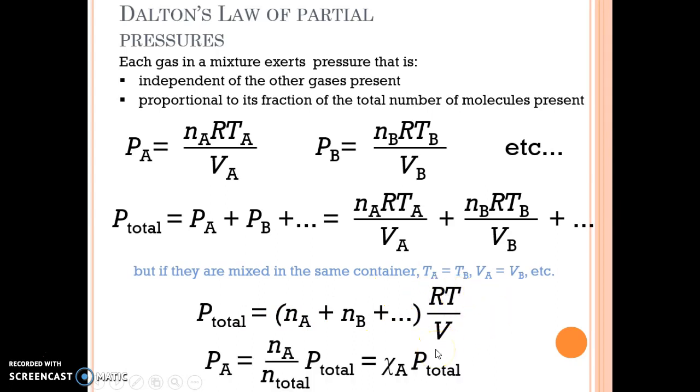We can go one step further and say that the partial pressure is equal to the mole fraction, the moles of the gas divided by the total moles, times the total pressure. That fraction we give as an X sub A. So the fraction of the total number of moles is equal to the moles of that particular gas divided by the total moles. That's the mole fraction. Rather than writing all this out, we're simply going to write this idea as the symbol in the equation.